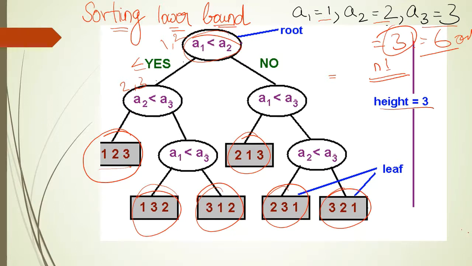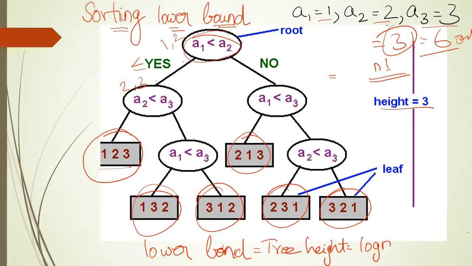So the lower bound for a sorting algorithm is the tree height, which is log of n factorial, which can be computed to be omega of n log n. So we have seen the lower bound for a sorting algorithm.